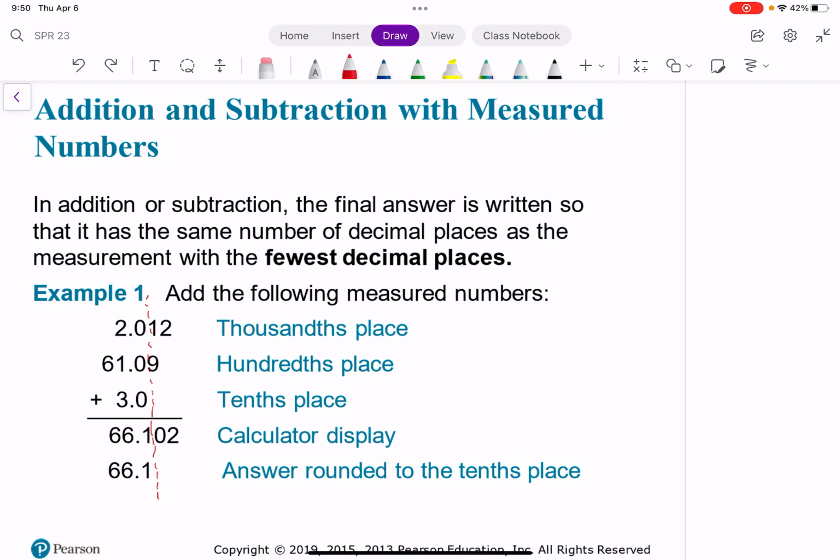Okay, adding and subtracting is different, and some people find it a little bit more difficult than multiplying and dividing. So for addition and subtraction, the rule is that your final answer has to be written so that it has the same number of decimal places as the measurement with the fewest decimal places.